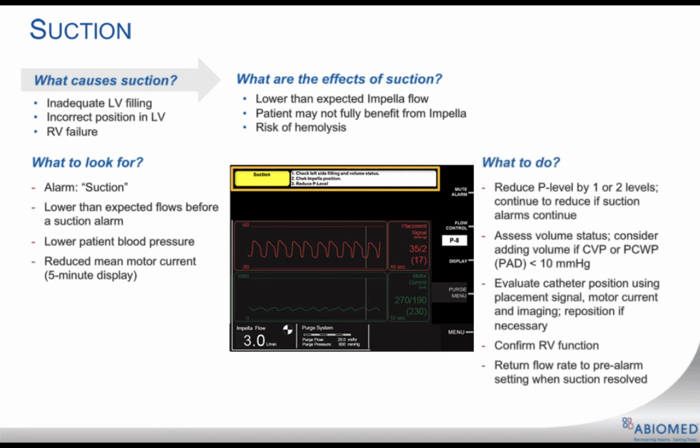If a suction alarm is present, reduce the performance level until suction is released. Confirm adequate volume status and evaluate Impella catheter position using the placement and motor current waveforms, as well as imaging. Reposition the catheter if necessary. While assessing the position with echo, confirm right ventricular function.